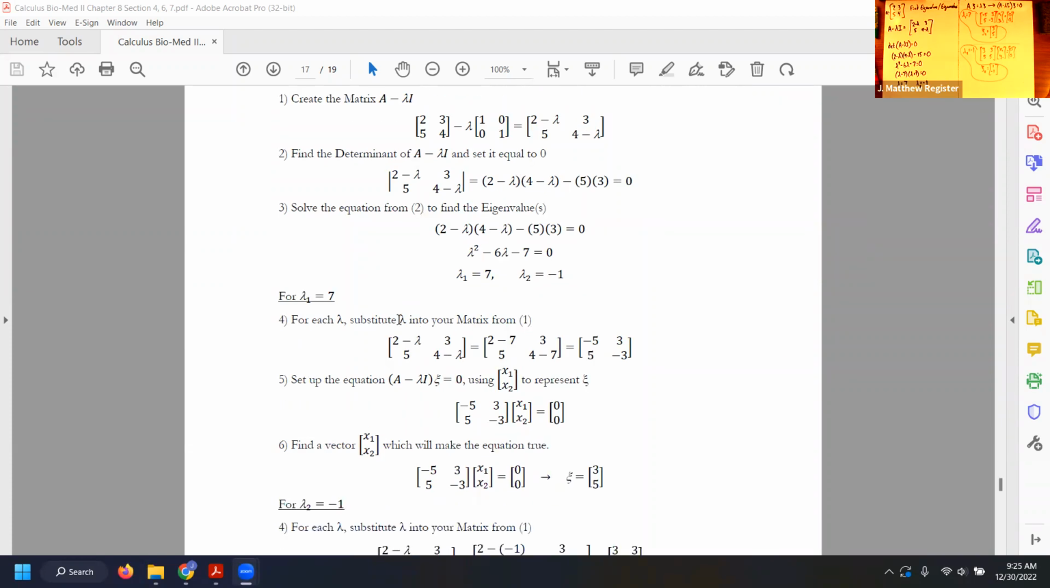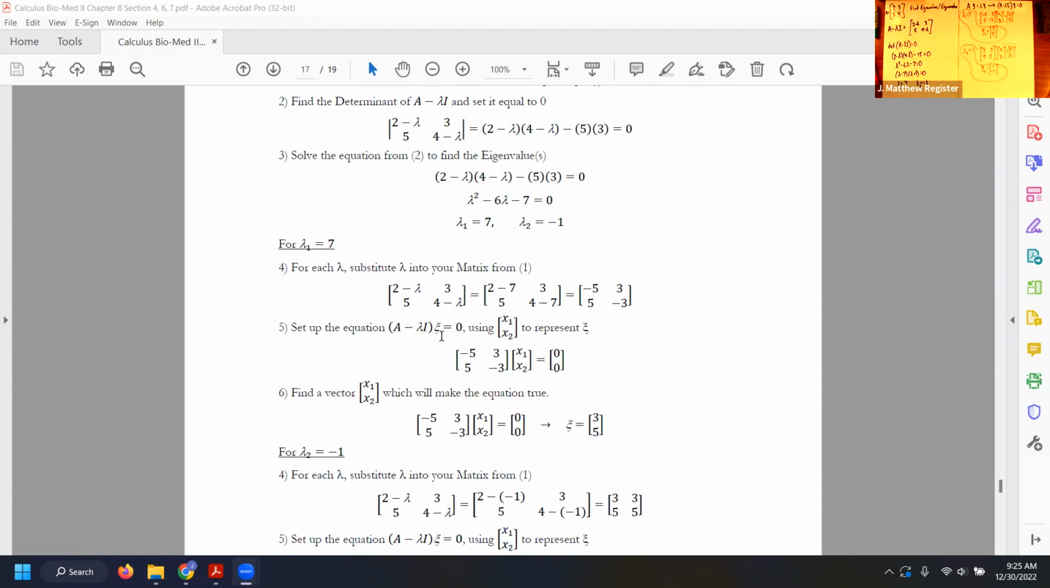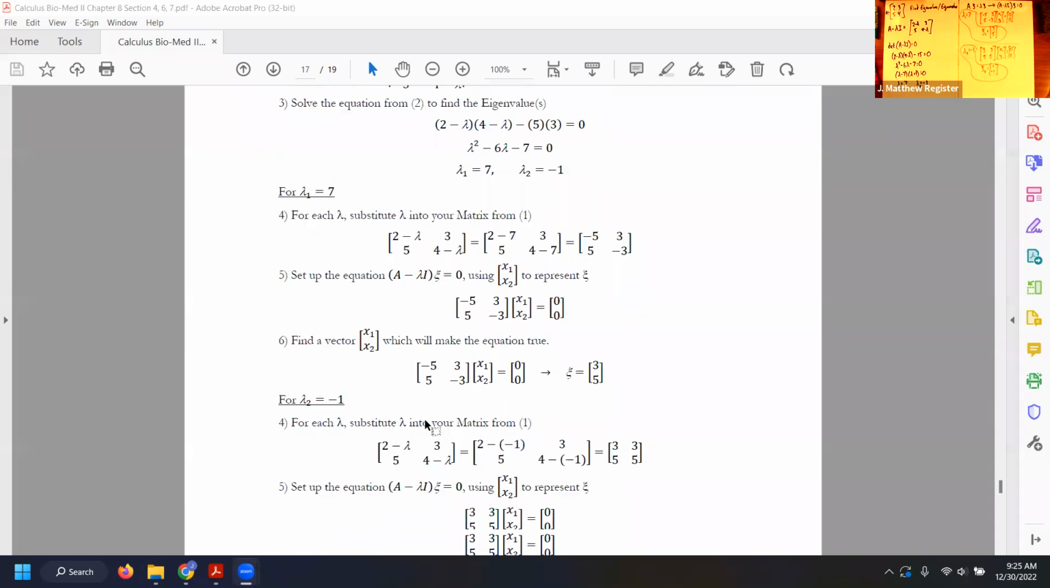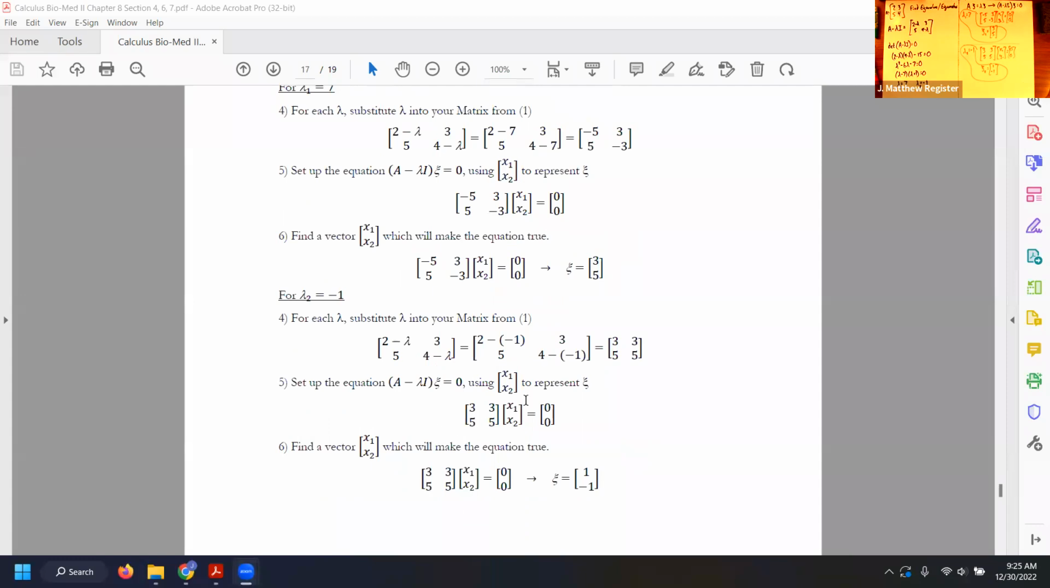Once we've done that, we substitute each eigenvalue into the matrix, which is what we did up here. And then we set up the equation. Here it says to use x1 and x2. x1, x2 works wonderfully as well. And then find a vector x1, x2, which would make the equation true. And so in this case, 3, 5 worked great. For this one, 1, -1 works.